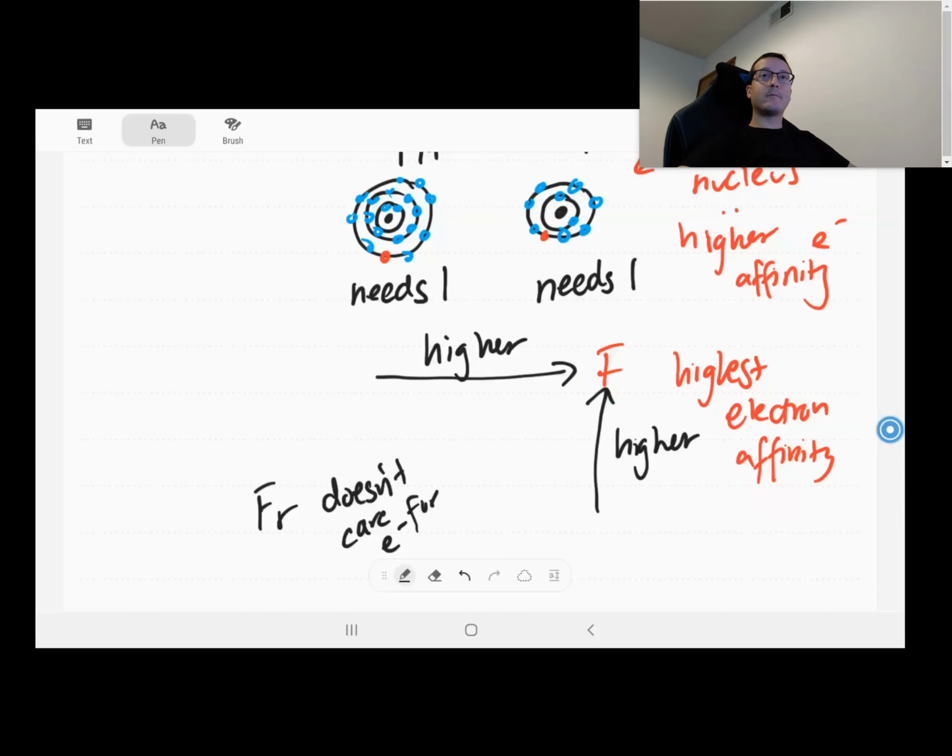Alright. Are we good so far? So this electron affinity trend was the opposite.